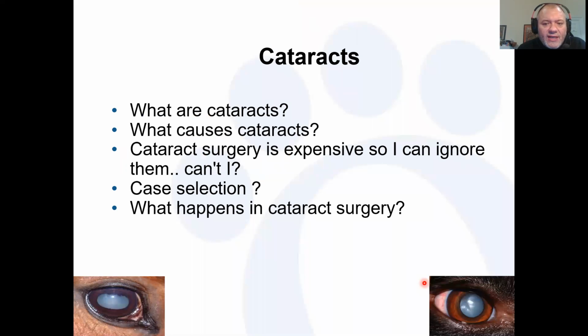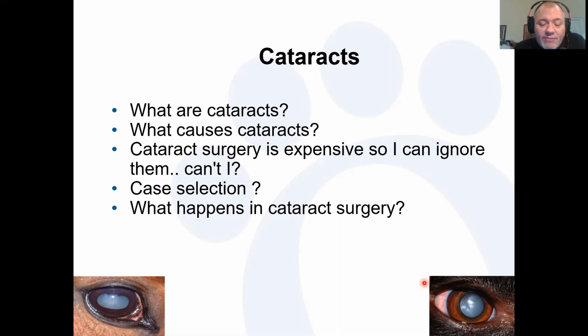So what are cataracts? We're going to run through what they are, and we talk about what causes them. Then we talk a bit about surgery. Cataract surgery is the only route to vision for blinding cataracts in our patients, and sadly there are no medical treatments available yet. It's an expensive procedure for a very good reason, because it's expensive in time and equipment.